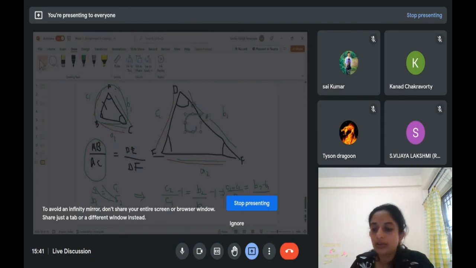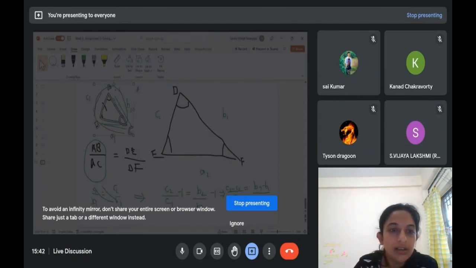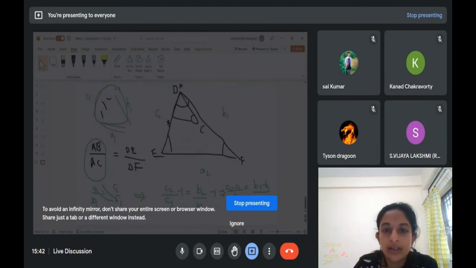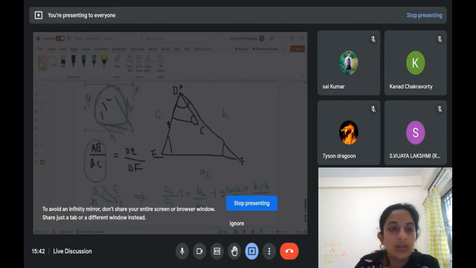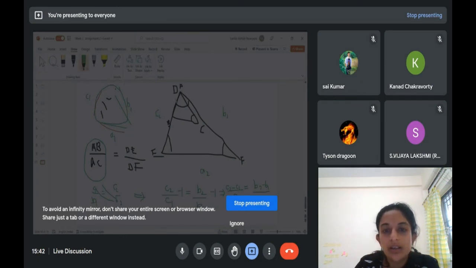So I'll delete a few sketches that I've made so that it is clearer. Okay, so I will just pick up this triangle and I'll place it over this one. Okay, so now the line AB was C1. I'll write it on the inside. So line AB was C1, line AC was B1, and line BC was A1.